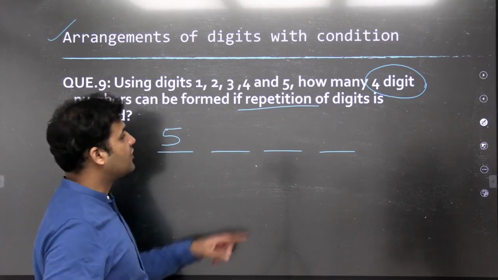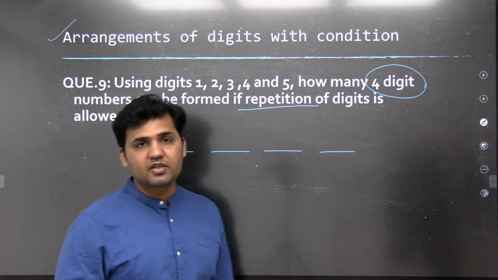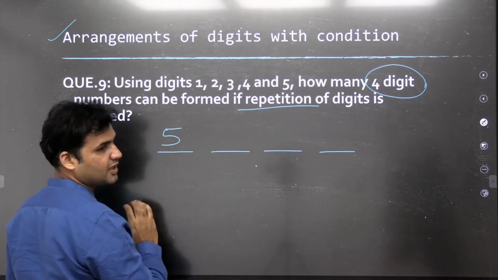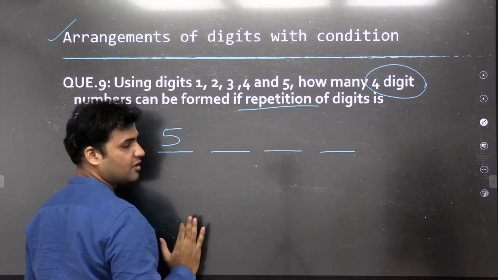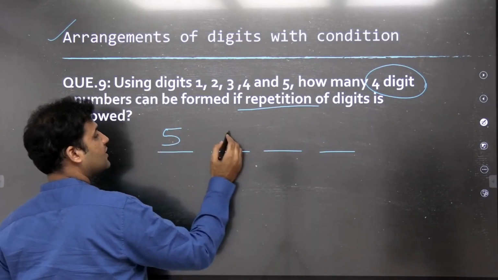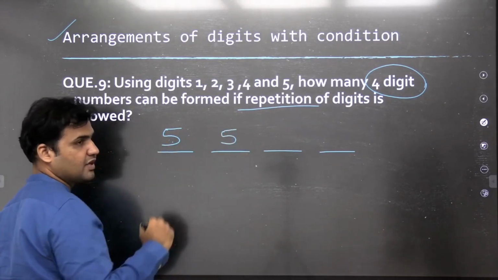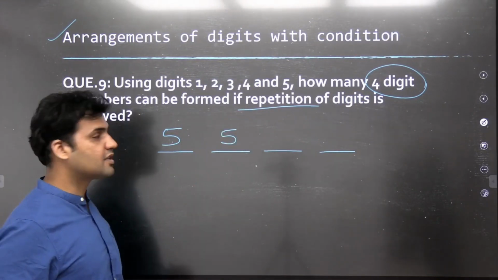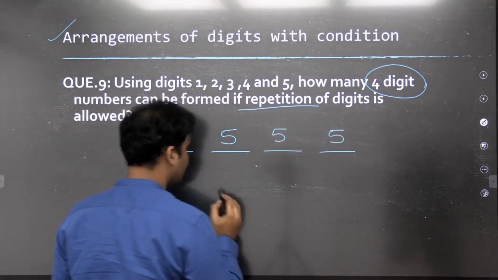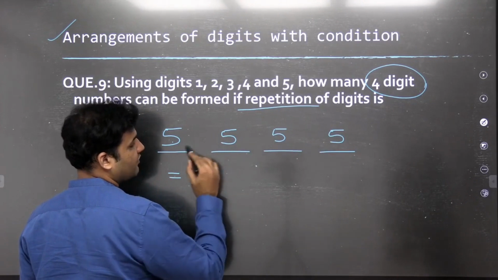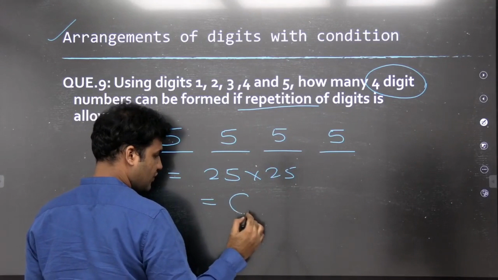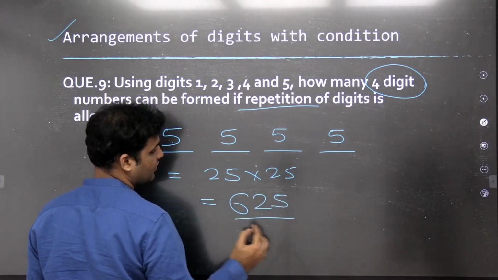5 ways. If the repetition of the digit is allowed, that means whatever digit you are placing over here can also be used in the second place, the third place, and the fourth place. So once a digit is placed, this place can also be filled in 5 ways, because repetition of the digit is allowed. Third place can also be filled in 5 ways, and fourth place can also be filled in 5 ways. So the total number of ways is 5 into 5, 25, 5 into 5, 25, 25 into 25 is 625, and this is the answer of the question.